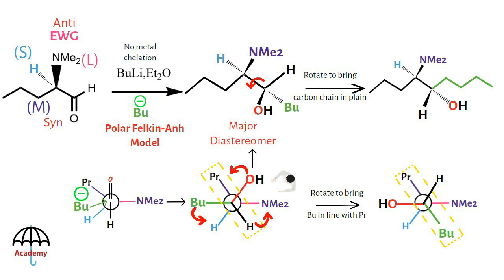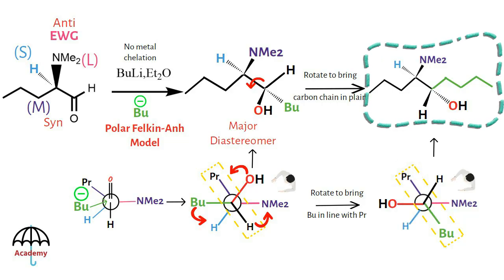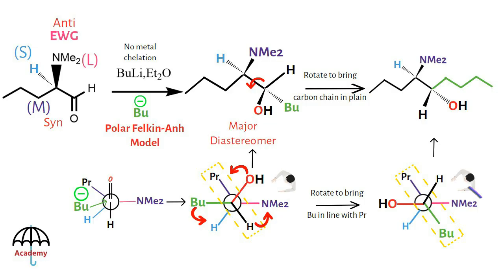We position observer on the side of NMe2 group. And if we convert it into flying wedge projection, we get this. Now, hydrogen and NMe2 groups are near the observer, hence written on wedges. And hydroxyl and hydrogen are away from observer, hence written on dashes. Thus, we have predicted correct major diastereomer using the trick.